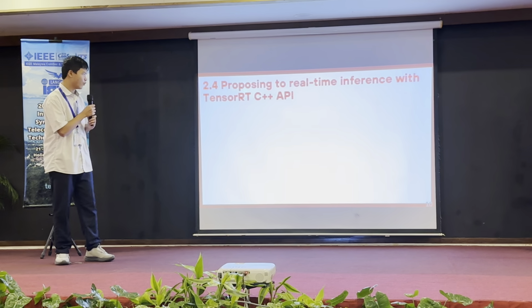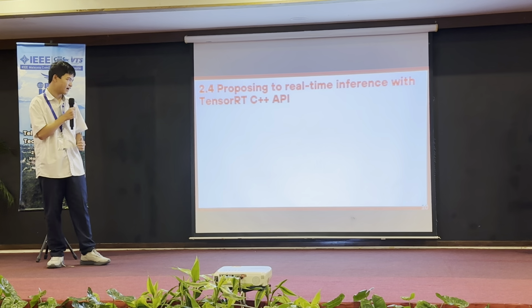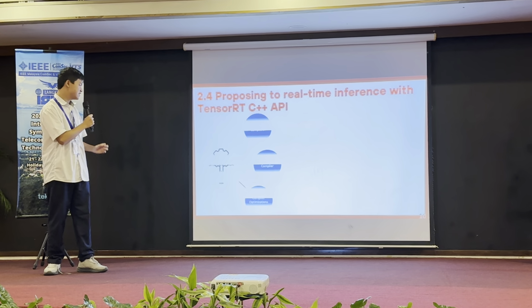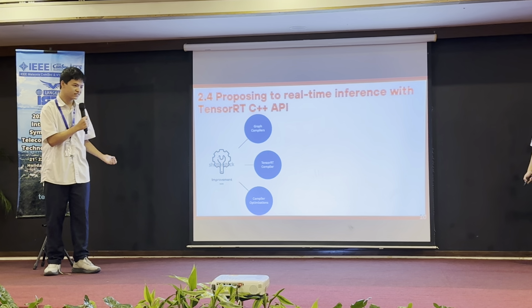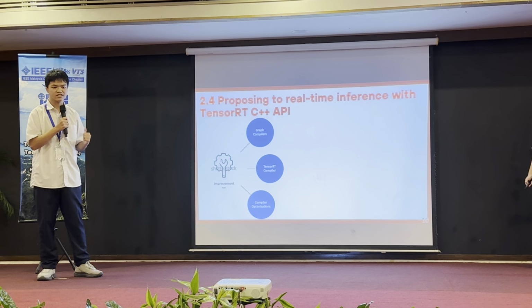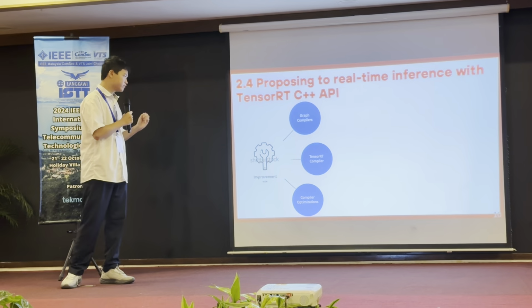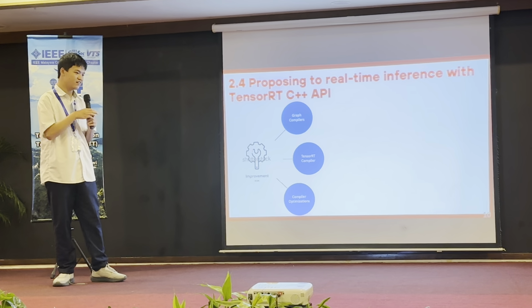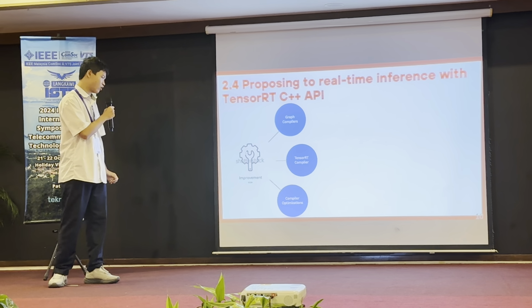The last one is how we propose it for real-time inference with the TensorRT C++ API. The key improvement is graph compilers. We have a better graph using forward and backward passes than the computational graph. We also use the TensorRT compiler, which reduces the computational usage and resources. And finally, we also use compiler optimizations.